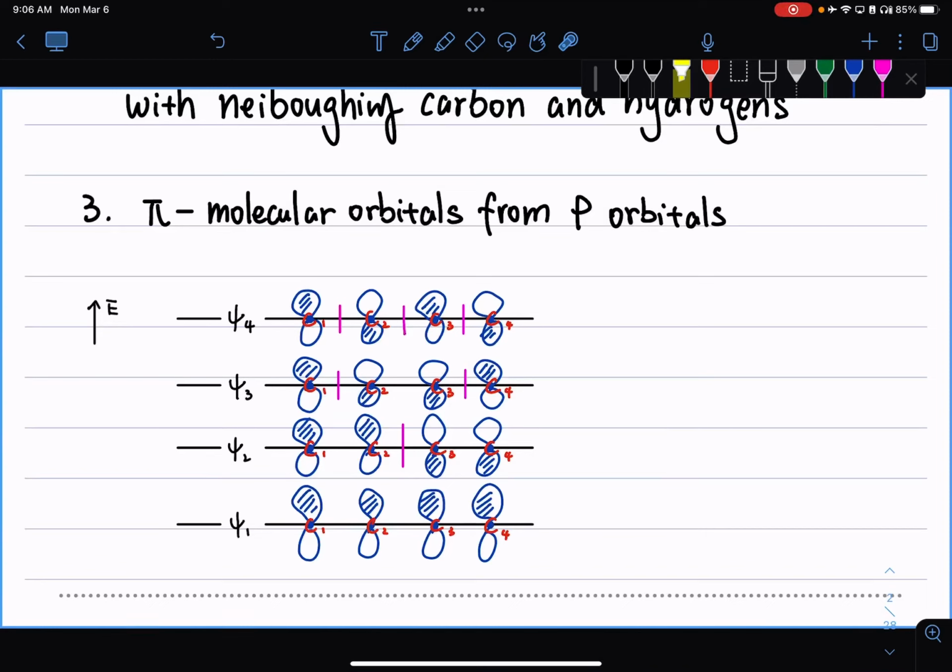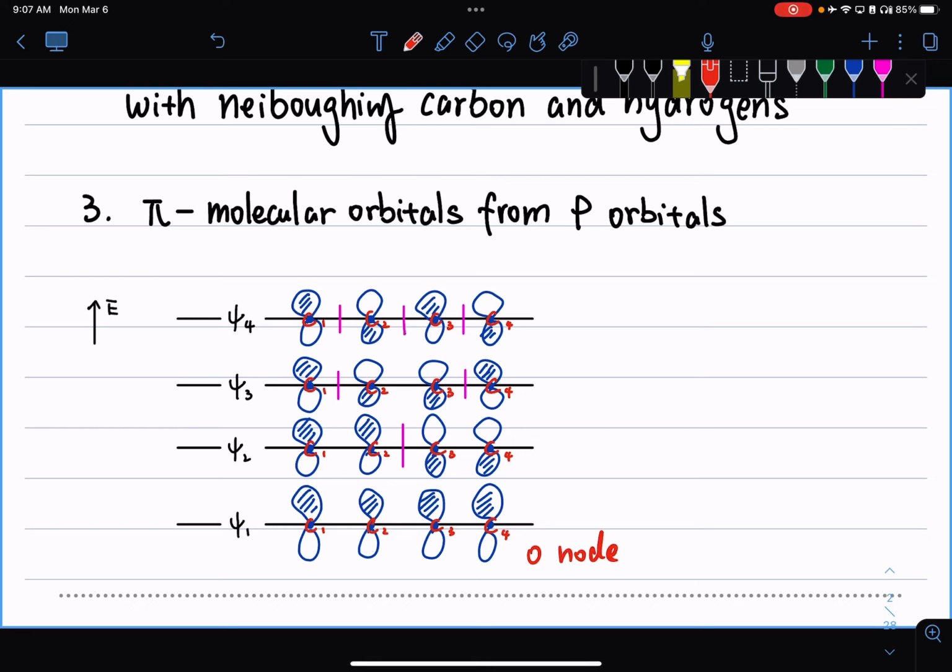What I expect you to know is, for example, if I give you these sketches of the pi molecular orbitals, without aligning the energy levels, can you read them, find out how many nodes are there, and align these molecular orbitals based on their energy, based on their number of nodes? So in this case, at the lowest energy level, for that molecular orbital, we have 0 nodes.